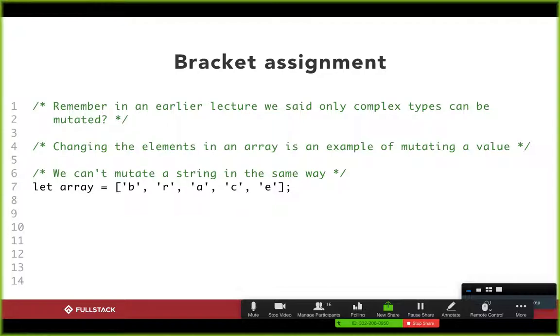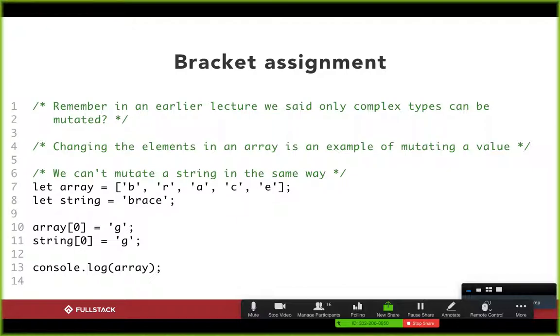So here on line 7, we have an array with the letters B, R, A, C, E, an array with 5 elements. We have the string brace, so a string with 5 characters. A string can never be changed. An array can. That's the difference between complex and primitive data types, right? You can change complex data types. You cannot change primitive data types.